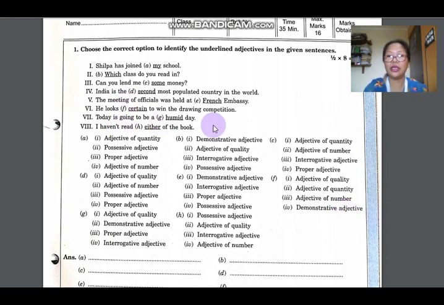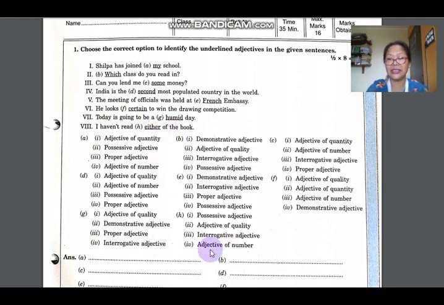Today is going to be a humid day. Humid, you are describing a day. So G is adjective of quality. You are describing the quality of a day, cold or dry or rainy. It's a humid day.